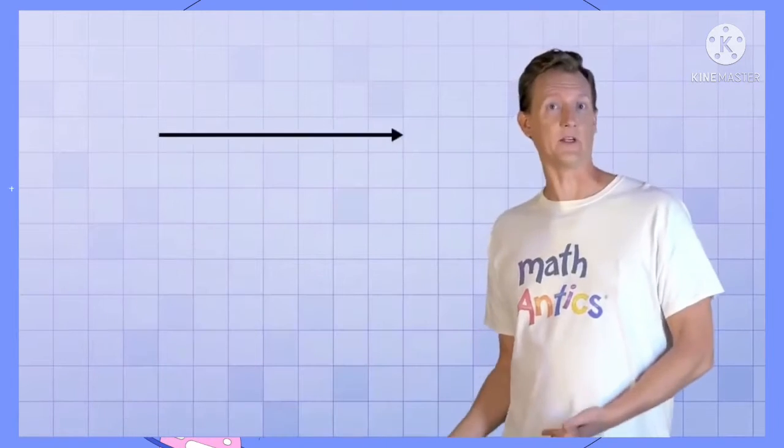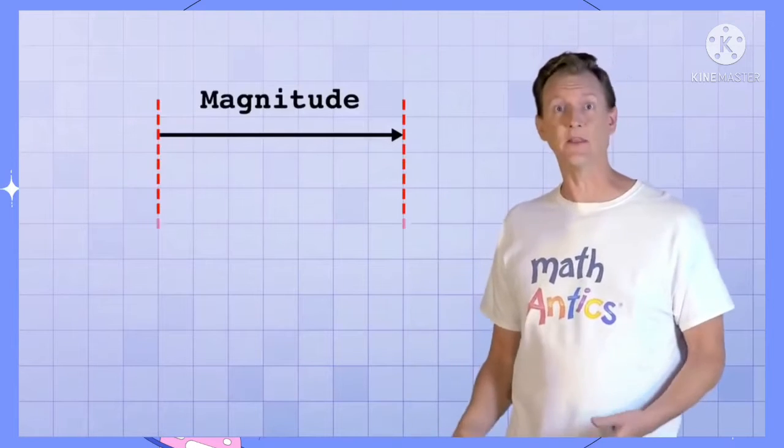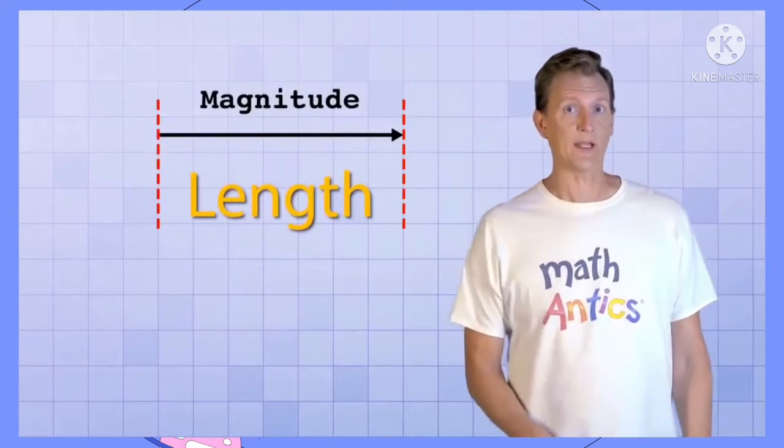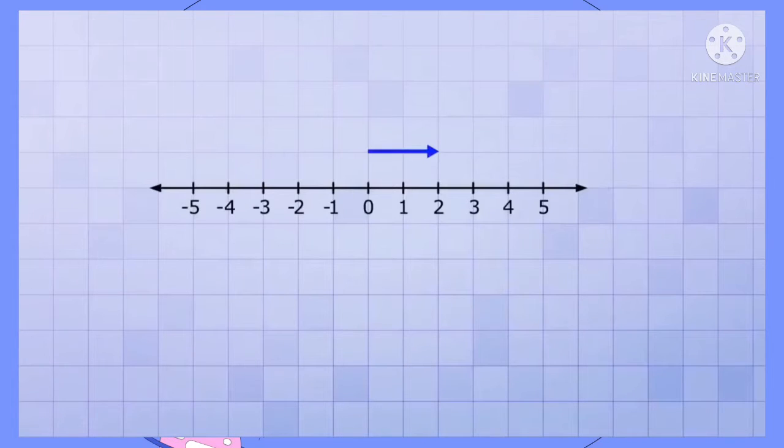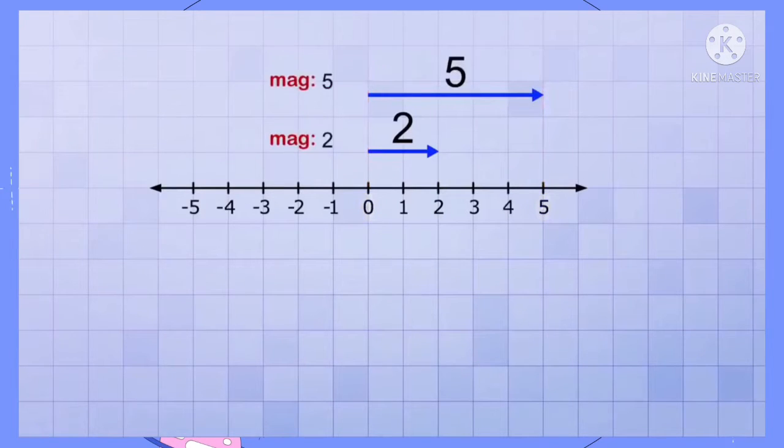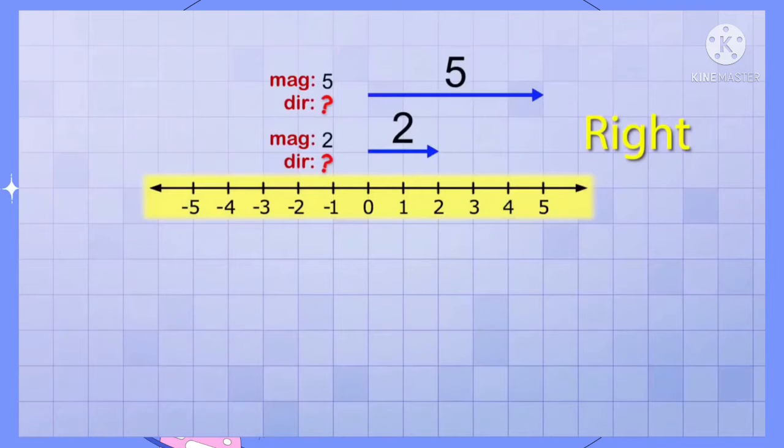In the case of a vector, you can think of magnitude as being the length of the arrow. To see what I mean, let's use the number line to measure some vectors. This vector has a magnitude, or length, of 2, because it starts at 0 and ends at 2. And this vector has a magnitude, or length, of 5, because it starts at 0 and goes to 5. Okay, so we know the magnitudes of these vectors, but what about their directions? Well, they're both pointing to the right on your screen, and since we're using the number line as our reference, they're pointing in the positive.